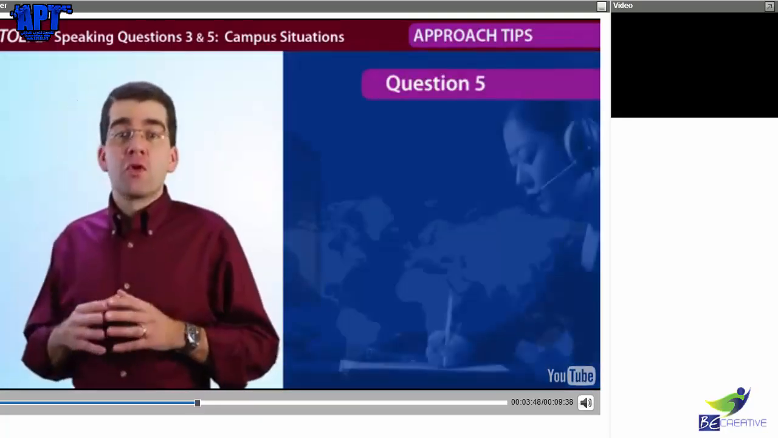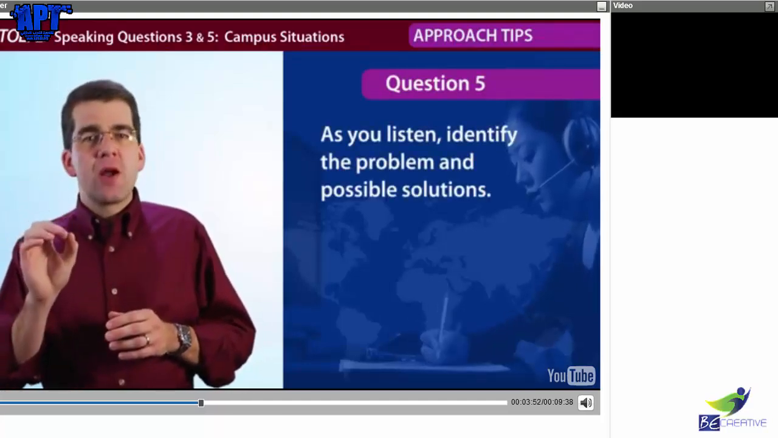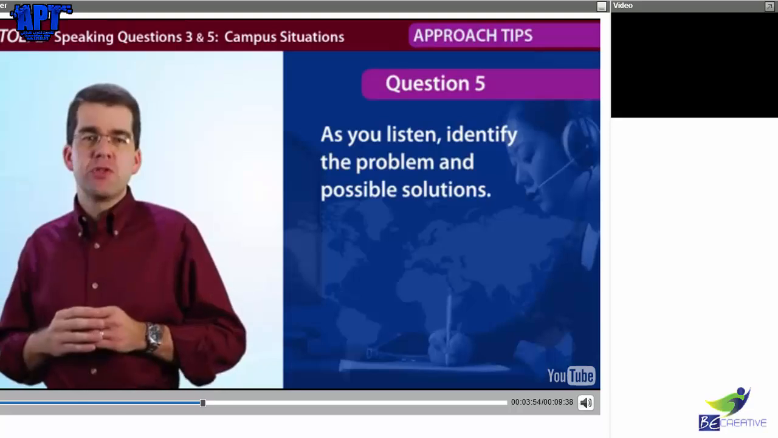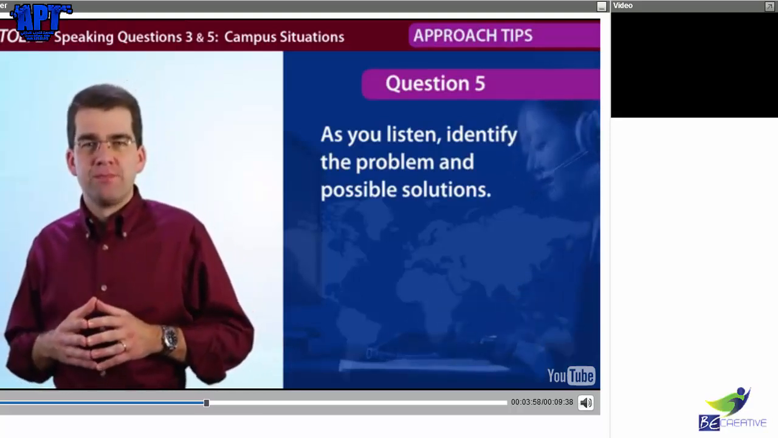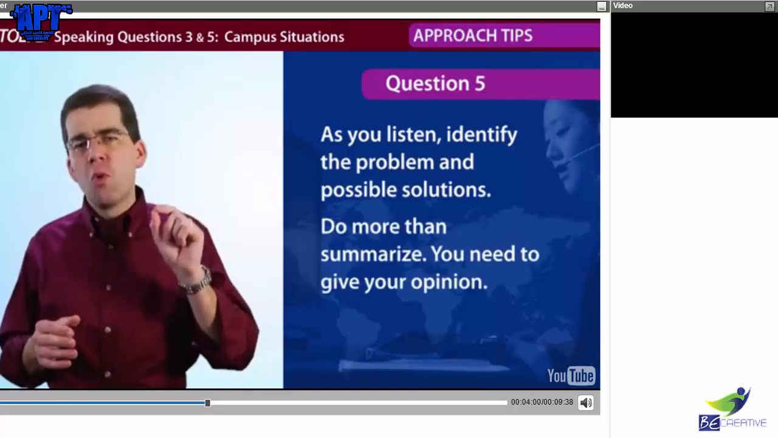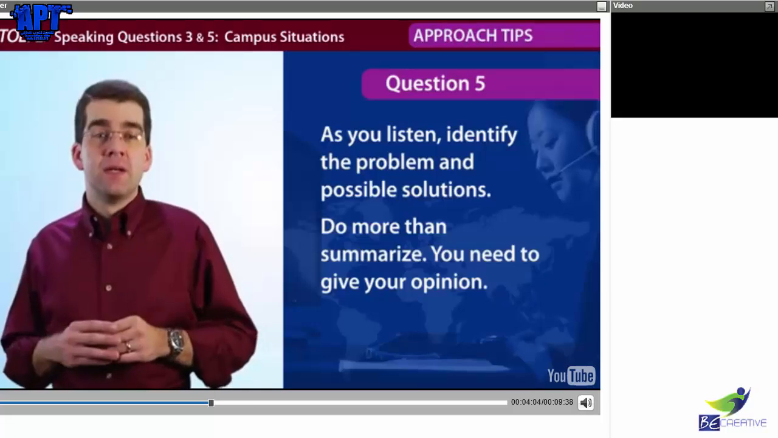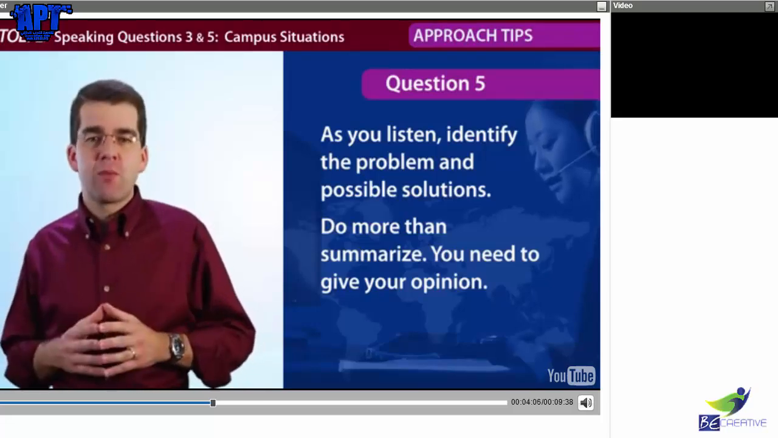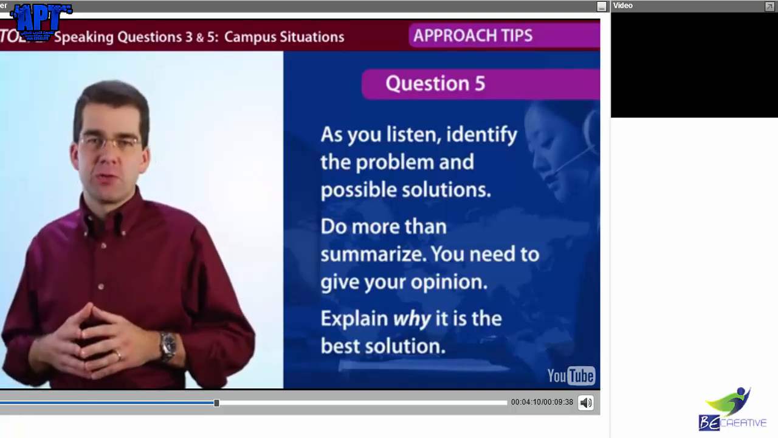Number 3, for question 5, as you listen, focus on identifying and understanding what the problem and possible solutions are, and then write down a few key words or ideas on your scratch paper. But remember, you need to do more than summarize in your response. You also need to give your opinion. So don't spend too much time summarizing. Use most of your time explaining why it is the best solution.